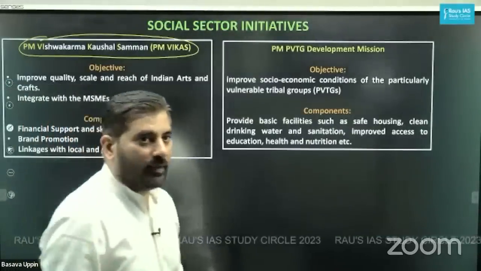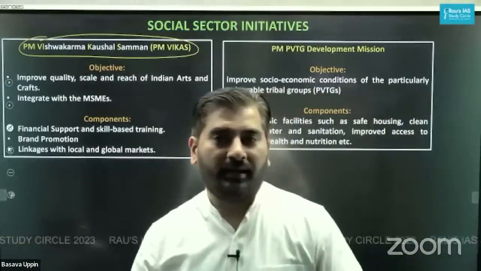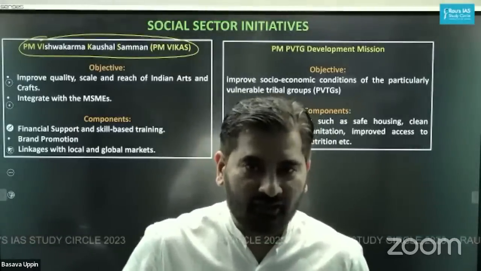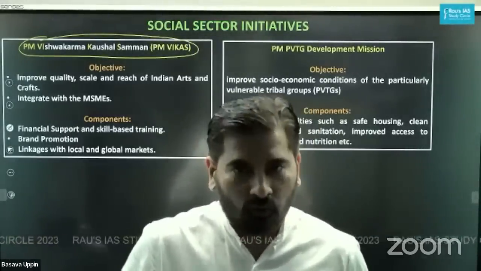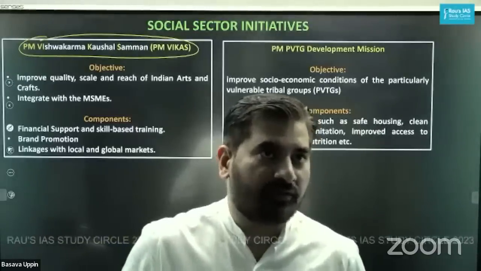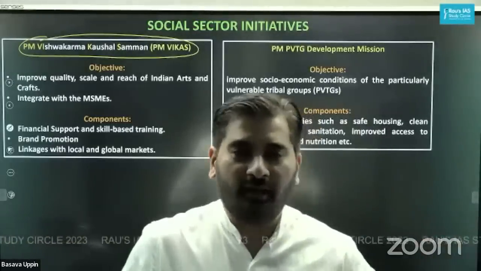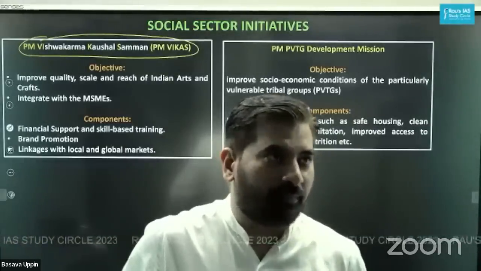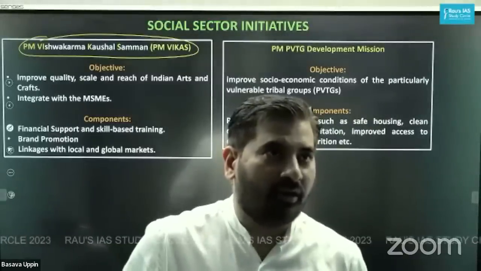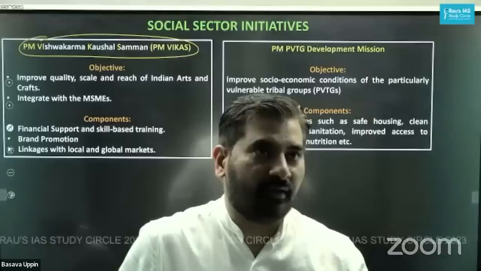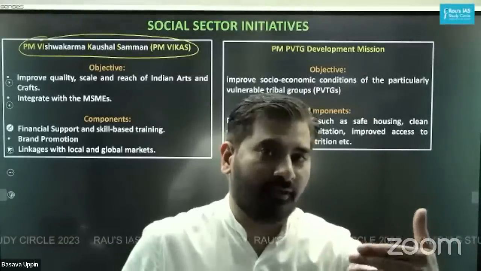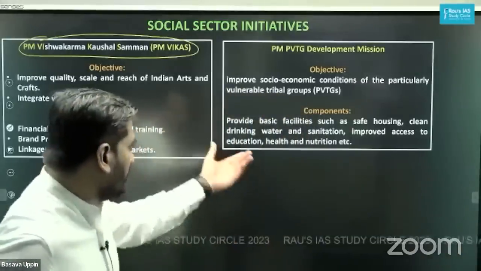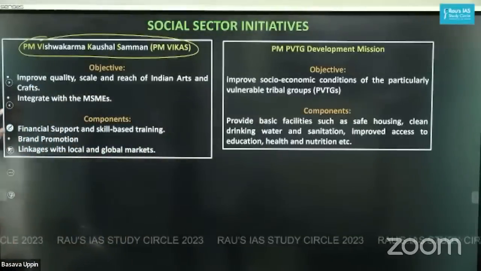Look at this. PM particularly vulnerable tribal group development mission. Here we are focusing on providing the necessary facilities such as education, housing, sanitation to the particularly vulnerable tribal groups. In your polity classes, you must have studied about Article 342 of the Indian Constitution. Article 342 empowers the president to declare certain communities as tribal communities, which are called ST, scheduled tribes. Within the scheduled tribes, there are certain primitive tribes, which we call particularly vulnerable tribal groups. So for the support of such groups, we have launched a new mission.